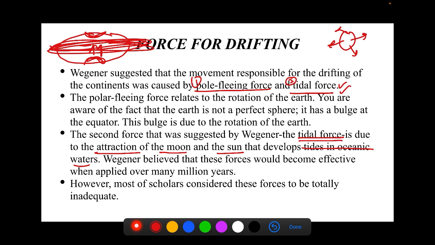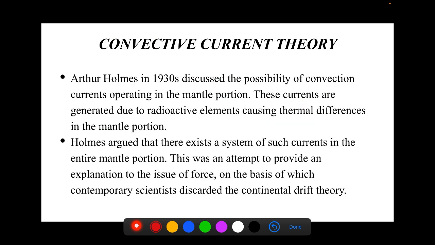But we can all understand that centripetal force, centrifugal force, or the force of attraction by the moon cannot be strong enough to move the entire continent. There has to be some other force. So in the future, to find another source, various theories came. We now have to understand the convective current theory. This is the next theory.